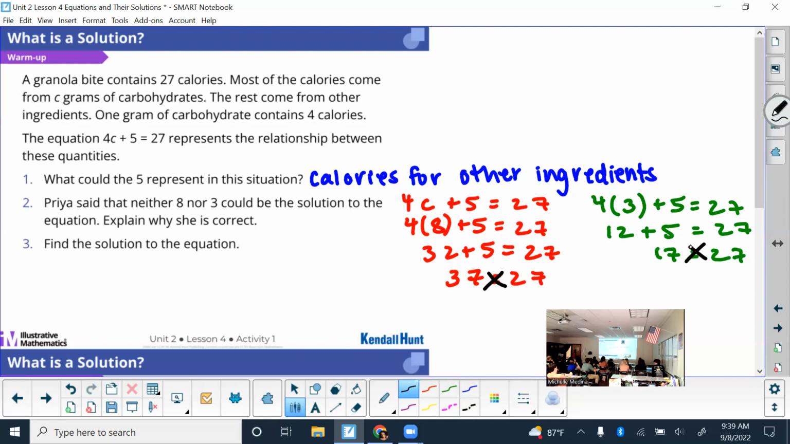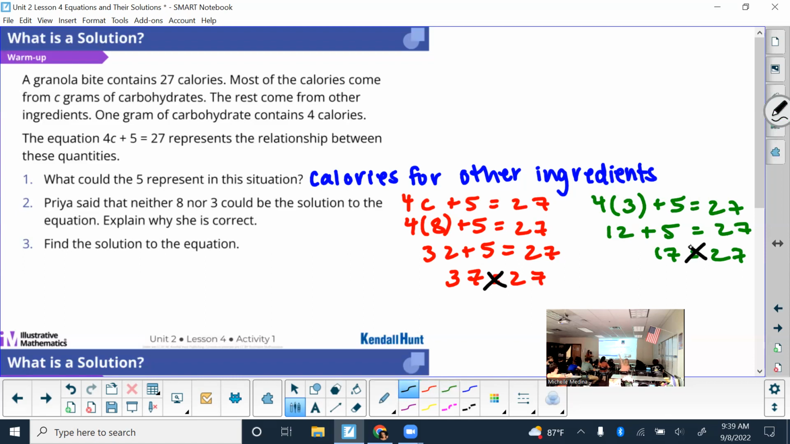On your constructed response, if you showed me this, I would accept that and I would give you full points. If you just explained that plugging in 8 or 3 would not give a value that equals 27, perfect, you fully answered the question. Some of what I've noticed is that you guys had great thoughts, but you didn't fully answer the question. So it's a learning process. We'll get better at it.